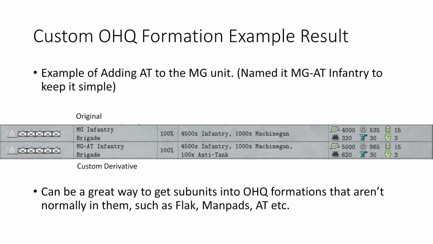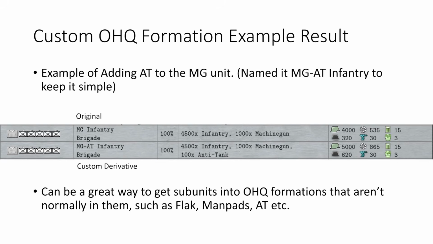So the first one is what that MG infantry unit looks like at the brigade scale, and then the custom derivative, where we've added 20 AT guns, which is the 2 subunits of AT to each line unit. You have 5 line units here, so it's times 5, which is where you're getting the 100 AT guns from.